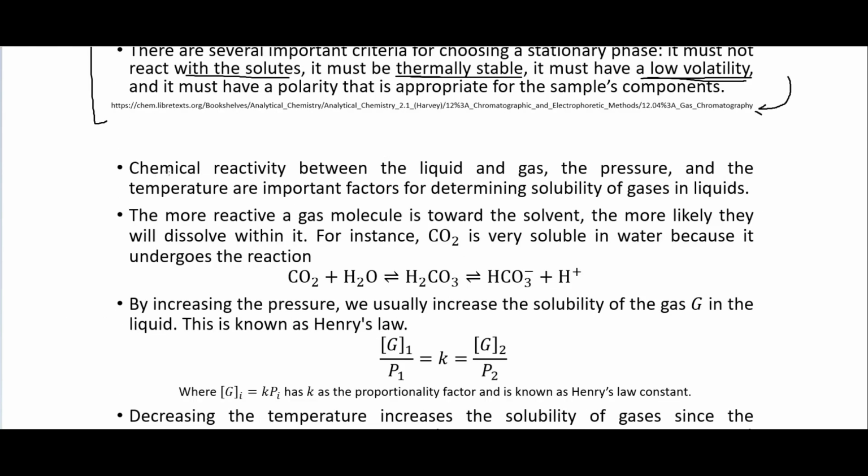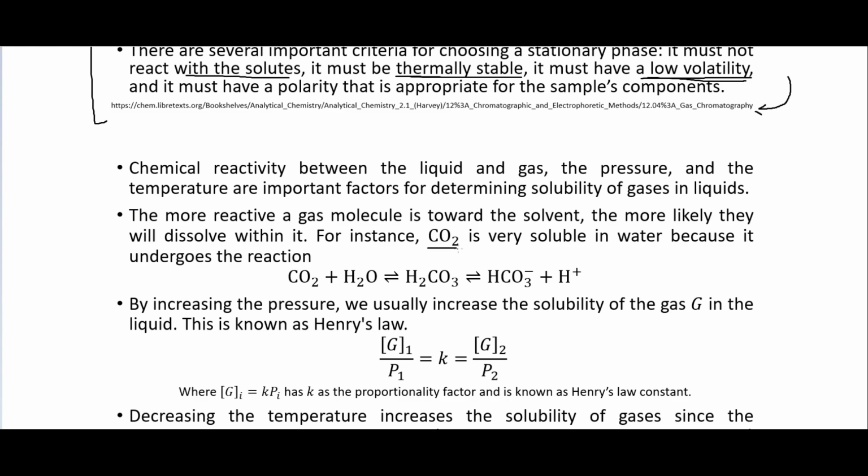There are three things that affect the solubility of a gas in a liquid. Chemical reactivity between the liquid and gas, the pressure, and the temperature are important factors. The more reactive a molecule is toward the solvent, the more likely it will dissolve within it.